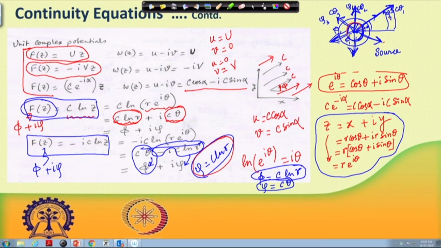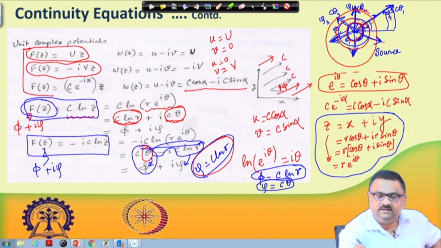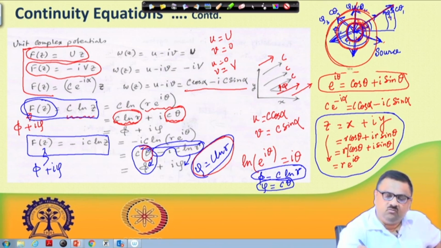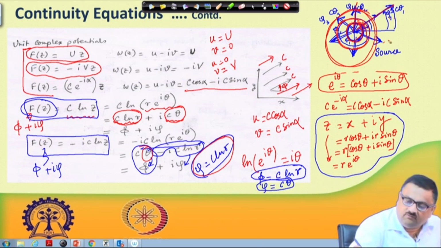So that means this is the new streamline. These are the streamlines now, not potential lines. And what are the potential lines? Potential lines are the lines along which theta is constant. So these are now the new potential lines. The streamlines are these lines now, the circles. So what kind of flow are we talking about? Where streamlines are circles, we are talking about the flow of a vortex.